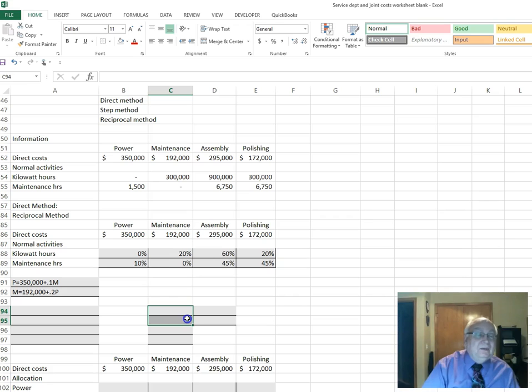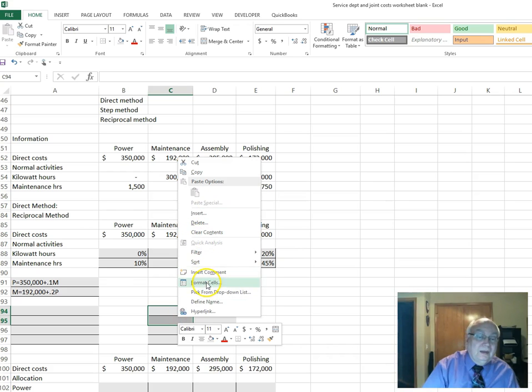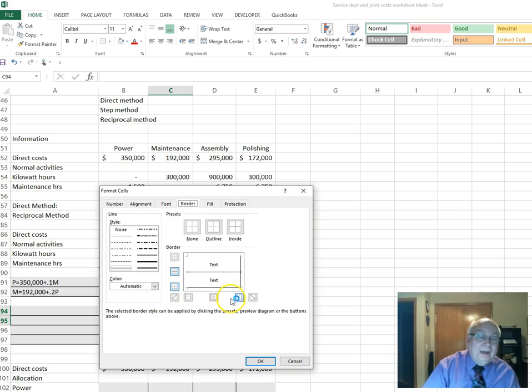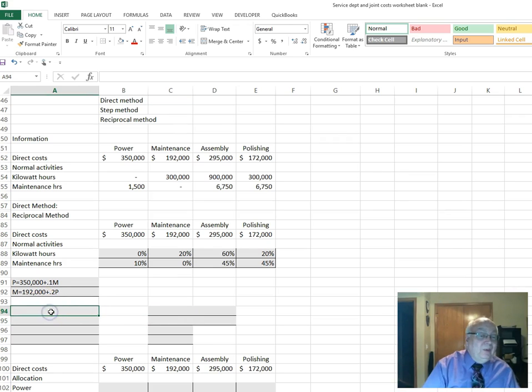So on this one, I don't want that in there. Format cells, borders, and I want to get rid of that one. Okay. So we have two equations, two unknowns.